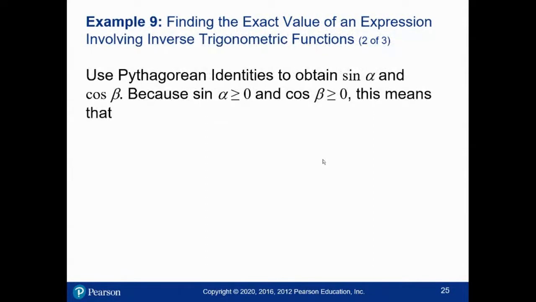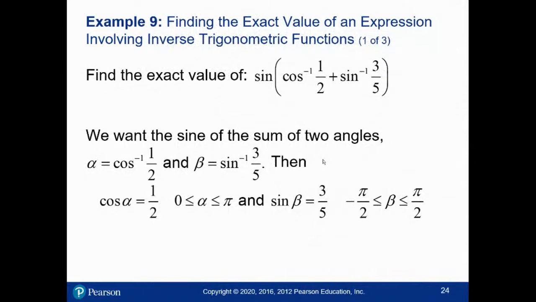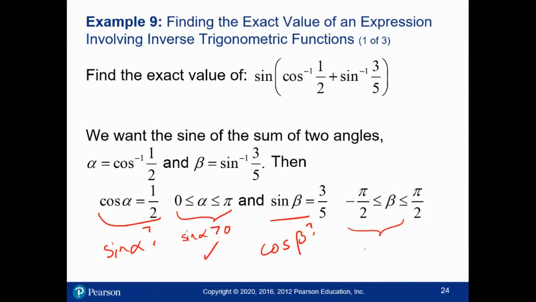Okay. So what we know is, we know cosine alpha, but what's the sine of alpha? And we know sine of beta, but what's the cos of beta? Since alpha is in quadrant 1 or 2, the sine of alpha is definitely positive, and since beta is in quadrant 4 or 1, the cosine of beta is definitely positive. So we can use Pythagorean identities to say the cosine of alpha is 1/2. Then I can get the sine of alpha is plus or minus something, but it's got to be plus because we know we're in quadrant 1 or 2.